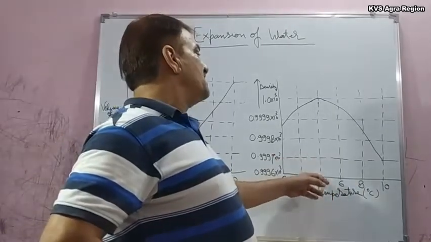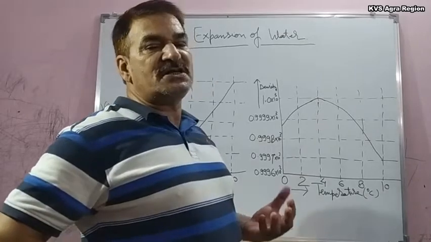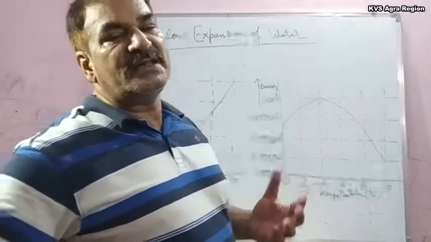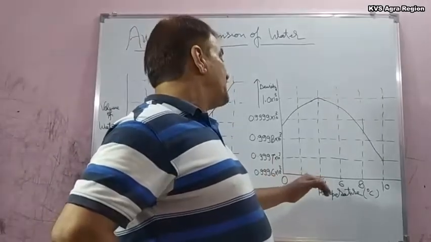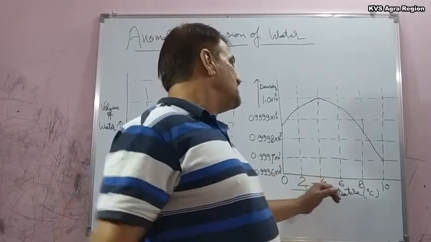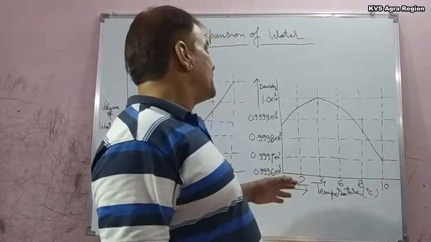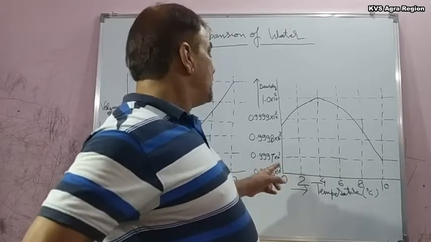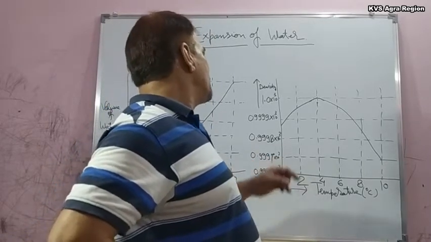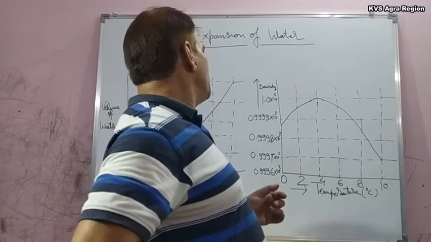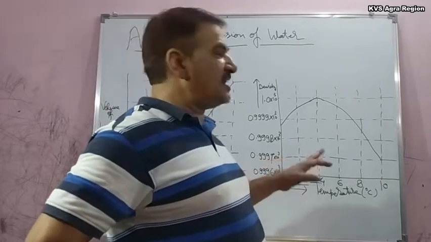So at 4 degrees Celsius, the density becomes 1.0 into 10 raised to power 3 kilogram per meter cube, that is 1000 kilogram per meter cube. And when the temperature of water is increased from 4 to 6 to 8 to 10 degrees Celsius, at 10 degrees Celsius the density of water becomes 0.9997 into 10 raised to power 3. It means 999.7 kilogram per meter cube.